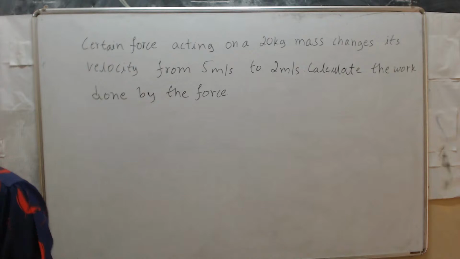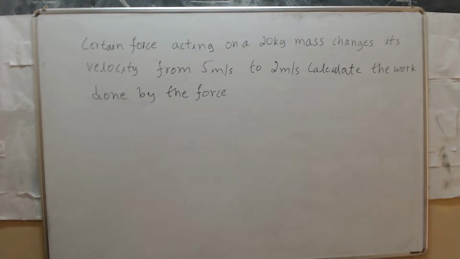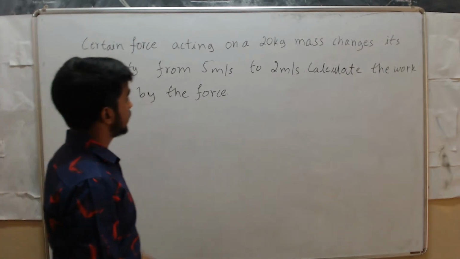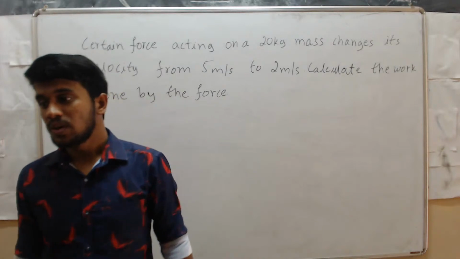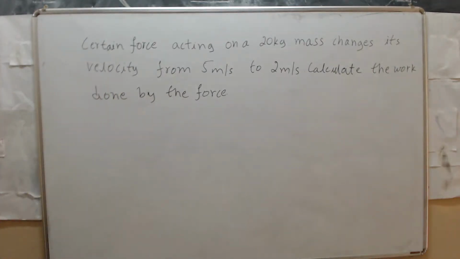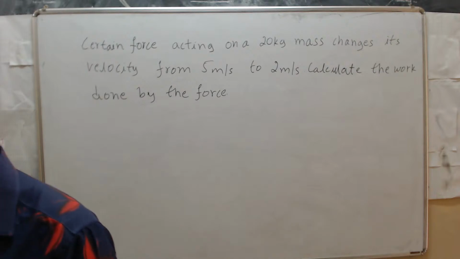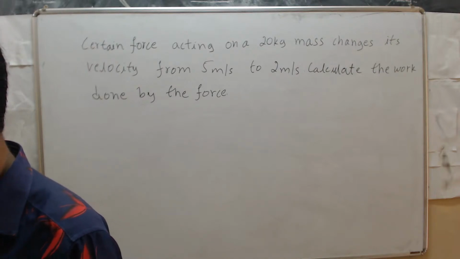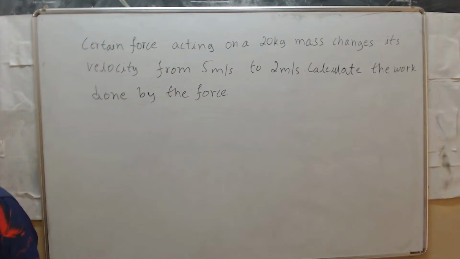So we will write work done. Change in kinetic energy is also known as work. Here work is done to change its velocity from 5 meter per second to 2 meter per second. So what is that work done? You said 10 joule. How is it possible? Are you copying down from the internet or what?